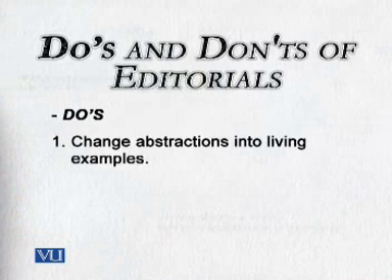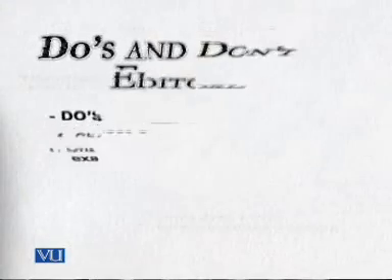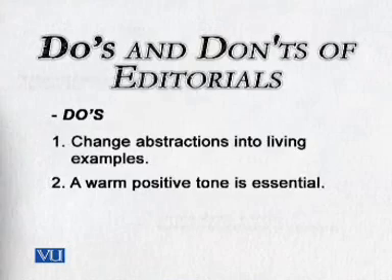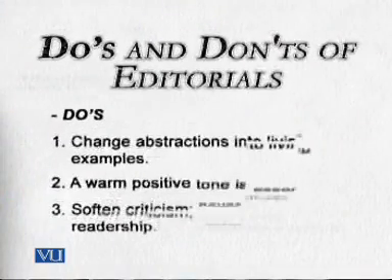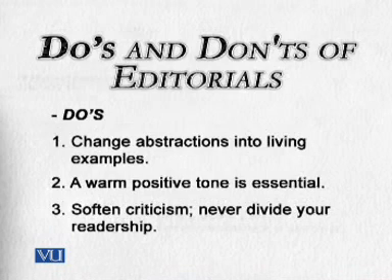The first one is, change abstractions into living examples. Not just examples, your arguments also should be more realistic, less idealistic, more concrete, more specific, and less abstract. Number 2, a warm, positive tone is essential. Again, if you are criticizing, you criticize not for the sake of criticism, but for the sake of construction. Third one, soften criticism.